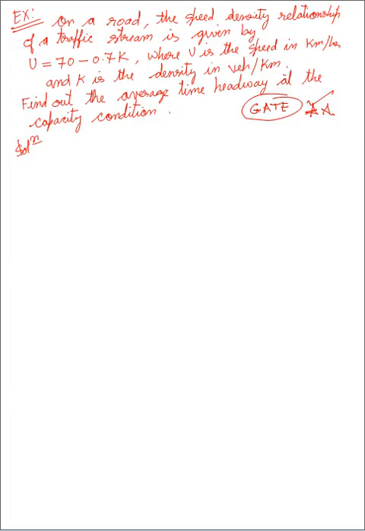See, they have given us a relationship u is equal to 70 minus 0.7 k. Now this equation involves two variables. One is u, that is your speed. We know speed is in kilometer per hour, and another is k. K is your density. Density is in vehicle per kilometer.